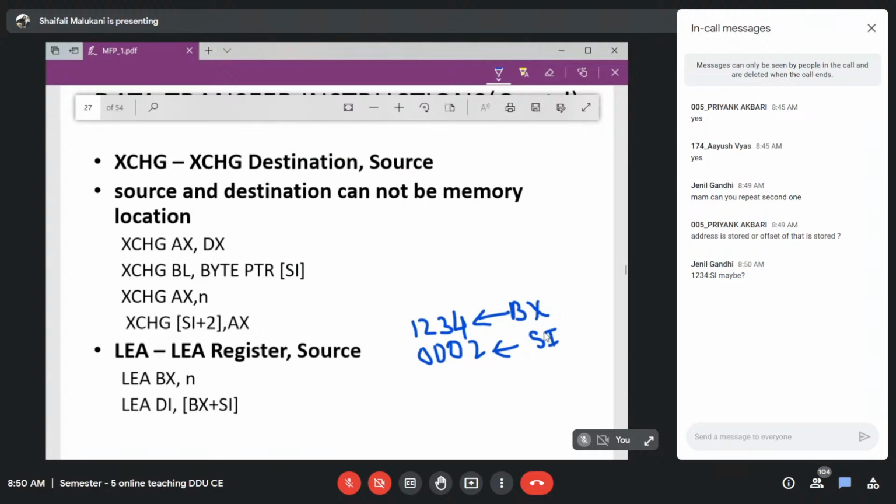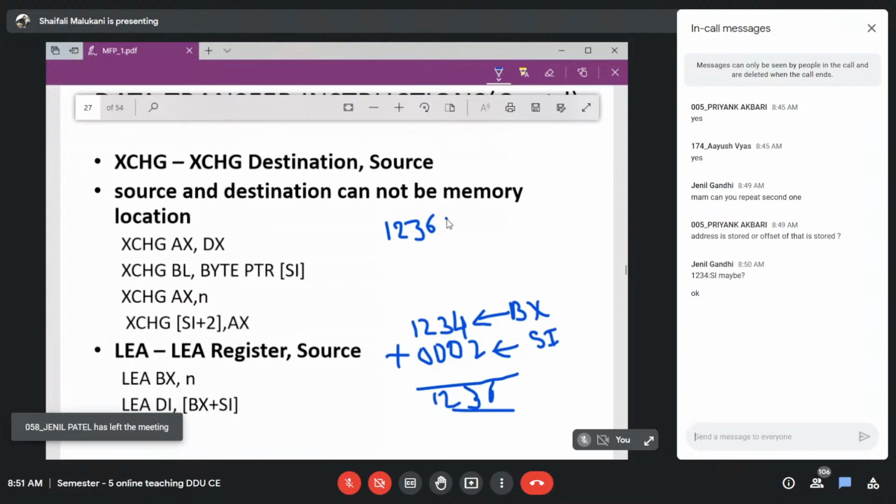What I have to do, Jenil? This is for you. BX plus SI. So these two are added, so it will become 1, 2, 3, 6 as the addition. That should be taken as the address. So it is 1, 2, 3, 6, and the offset of that. So this memory location's offset, what is that? What is the offset of this memory location?